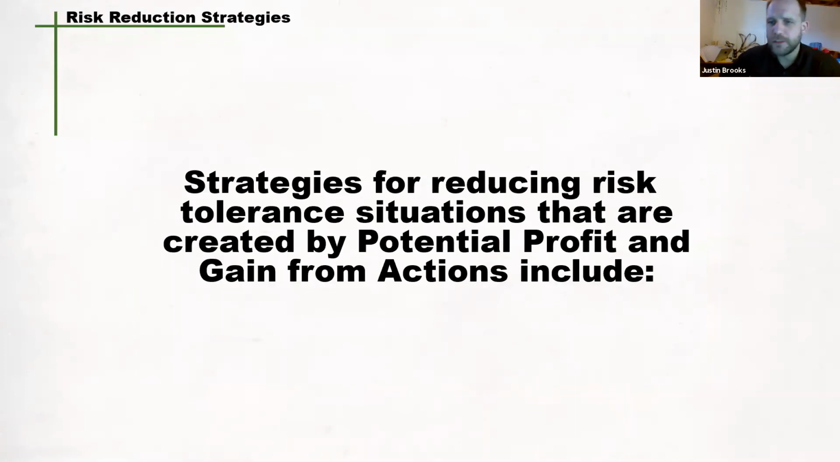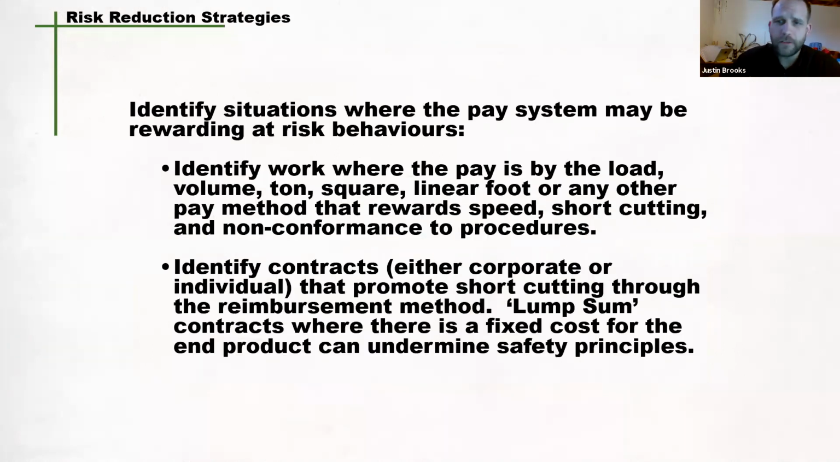So some strategies for reducing risk tolerance situations that are created by a potential profit and gain from actions include: identify situations where the pay system may be rewarding at-risk behavior. Identify work where the pay is by the load, volume, ton, square, linear foot, or any other pay method that rewards speed, shortcutting, and non-conformance to procedures. And identify contracts, either corporate or individual, that promote shortcutting through the reimbursement method. Lump sum contracts where there's a fixed cost for the end product can undermine safety principles.